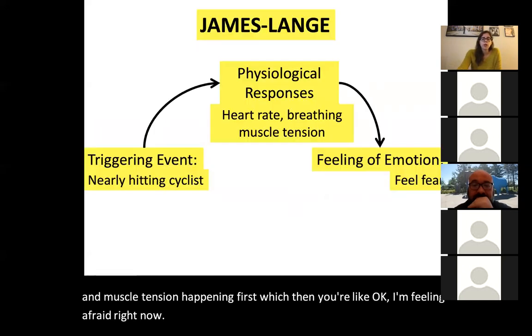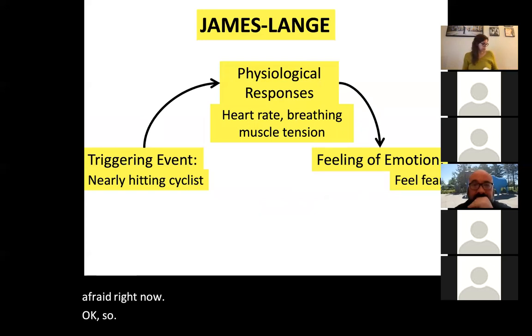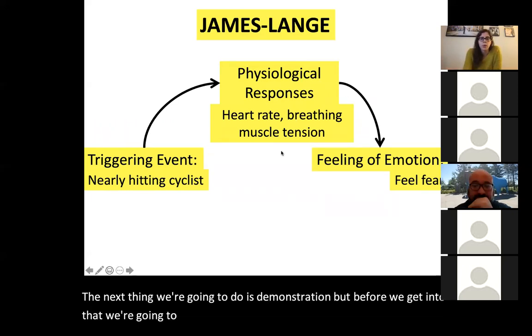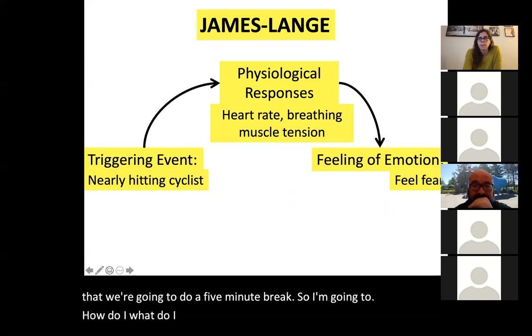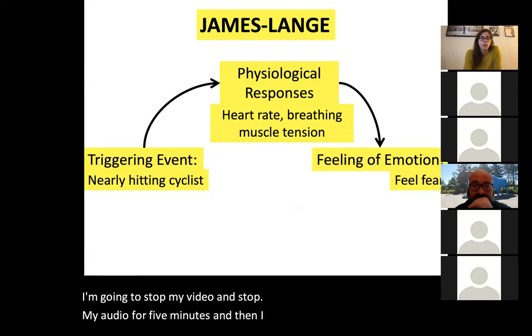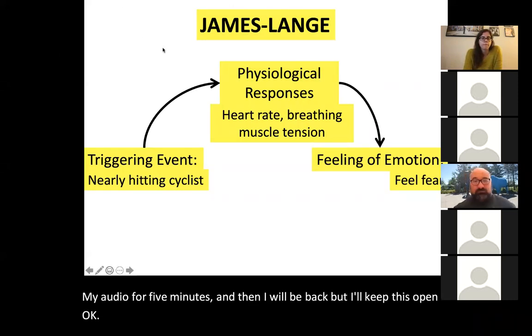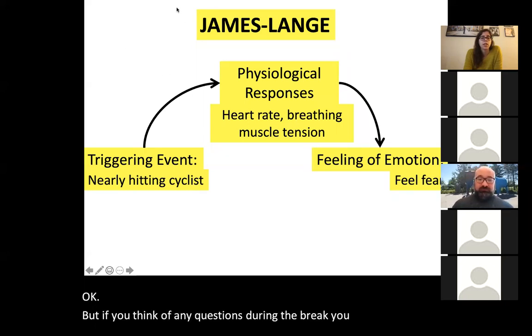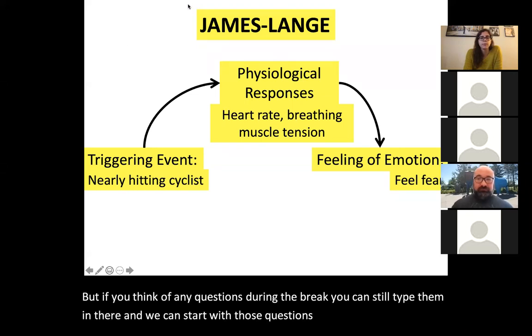So the next thing we're gonna do is a demonstration, but before we get into that, we're gonna do a 5-minute break. So I'm going to stop my video and stop my audio for 5 minutes, and then I will be back, but I'll keep this open, okay? If you think of any questions during the break, you can still type them in there and we can start with those questions when I get back. All right.